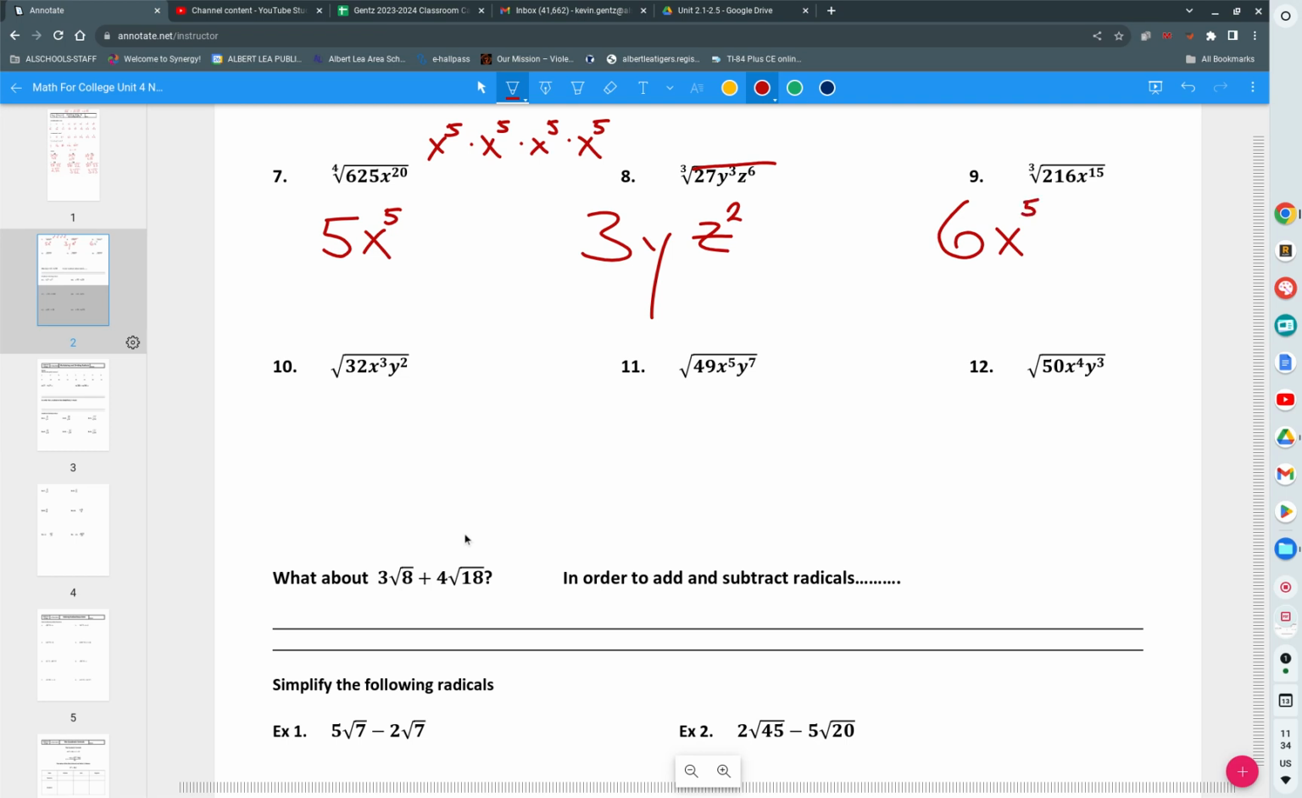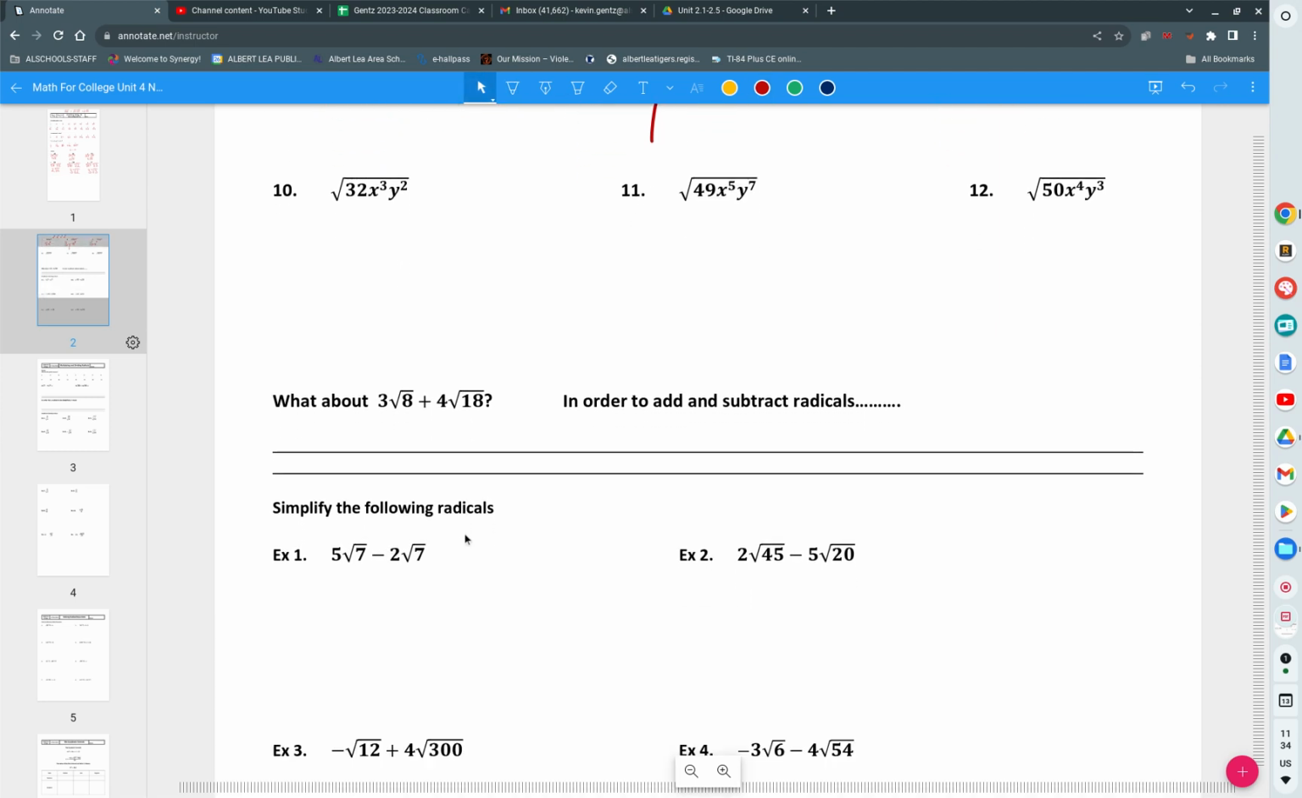Notice how that was a perfect fourth. That was a perfect cube. That was a perfect cube. Uh-oh, now we get to a situation, 32 is not a perfect square. So these last 3 are where you really want to lean in. This is where people get points off on the test.